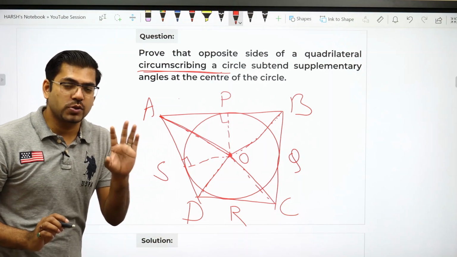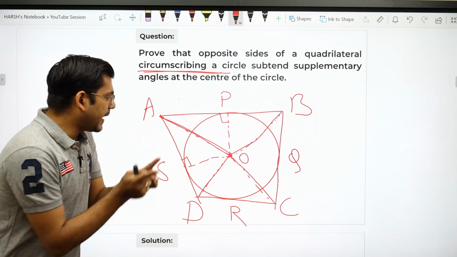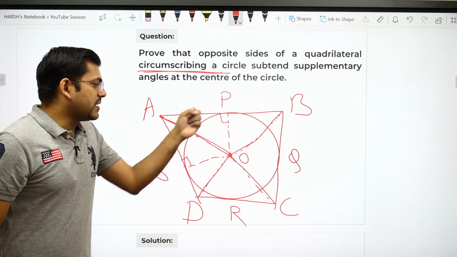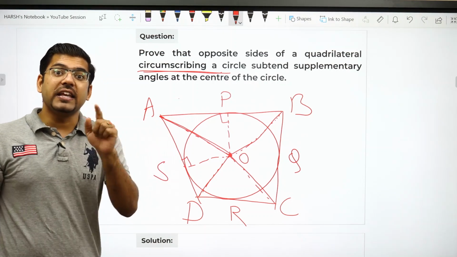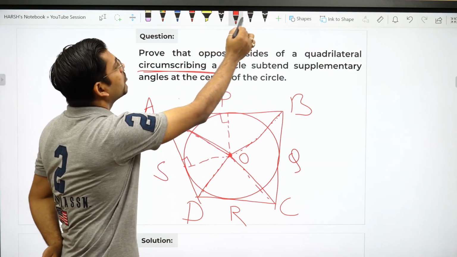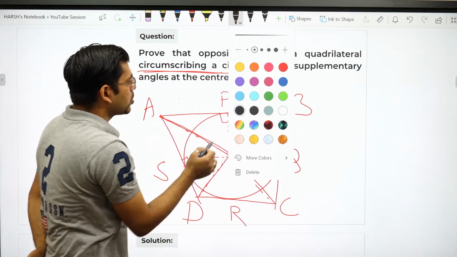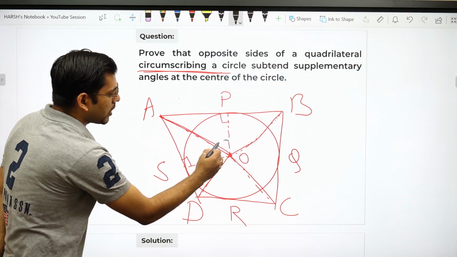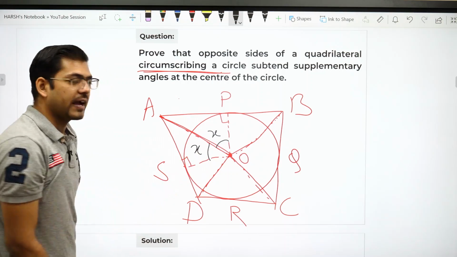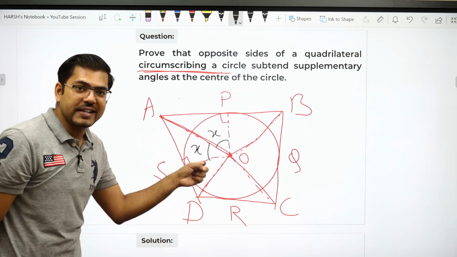I'm just giving you a glimpse, so I won't be using that. I will be directly applying that concept here, that from an external point tangents are of equal length and they subtend equal angle at the center. So that makes the base of my work that I want to write here. I want to write here that this angle would be x, then this angle will also be x. Both the angles are same.